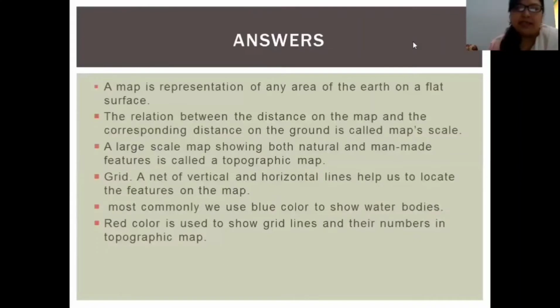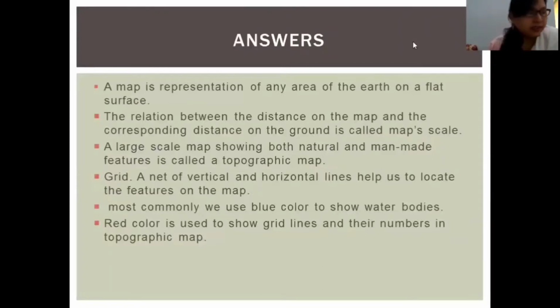Question number 2 is, what is a map scale? Answer is, the relation between the distance on the map and the corresponding distance on the ground is called map scale. So the relation between the distance on a map and the corresponding distance on the ground, they both make a map scale.